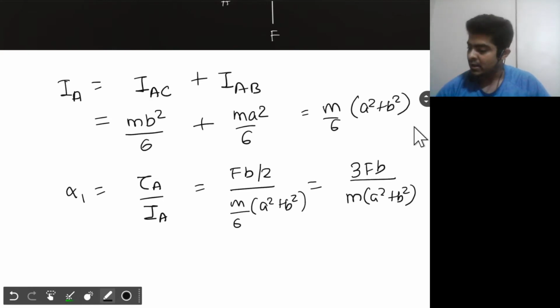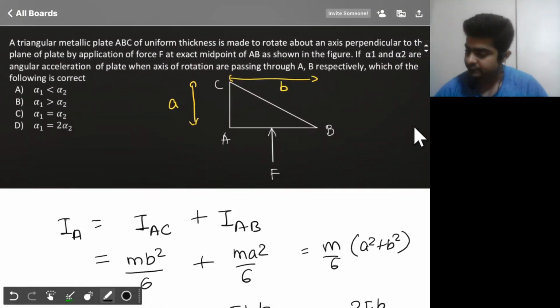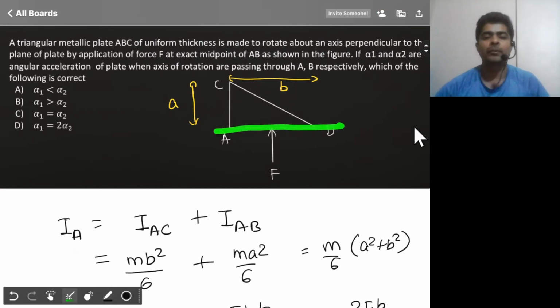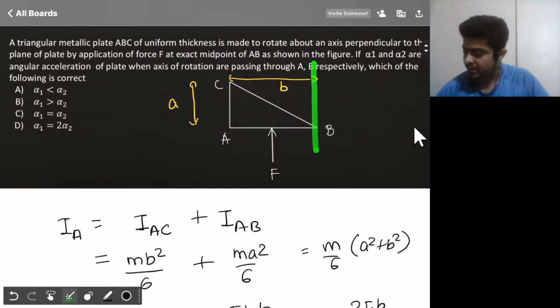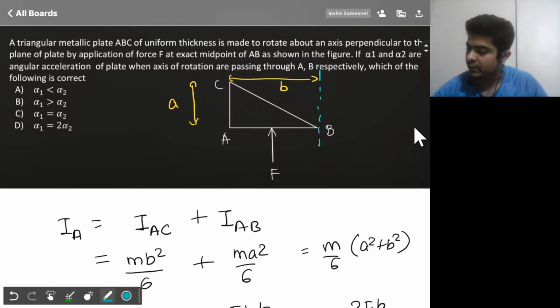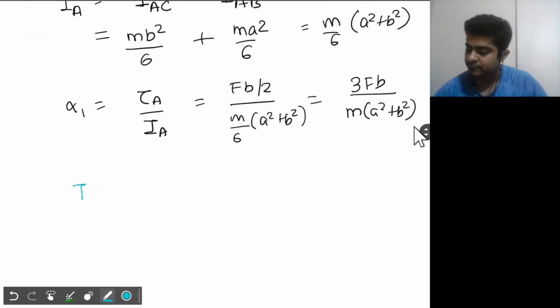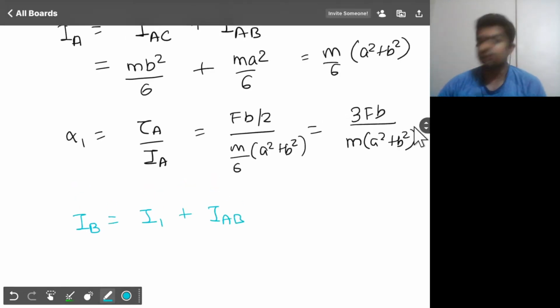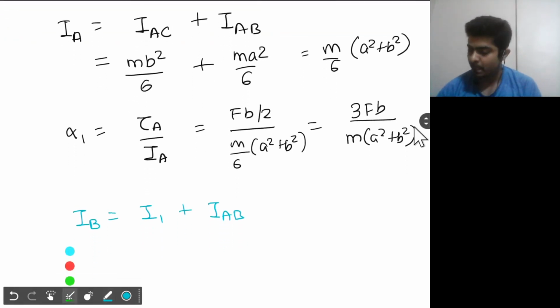Okay. Now similarly let's see about the point B. So about point B I find moment of inertia about AB plus moment of inertia about this axis. Let's call this axis, this is your I1, let's say. Okay, so IB will be equal to I1 plus IAB. Now see here itself you can directly check out the answer.